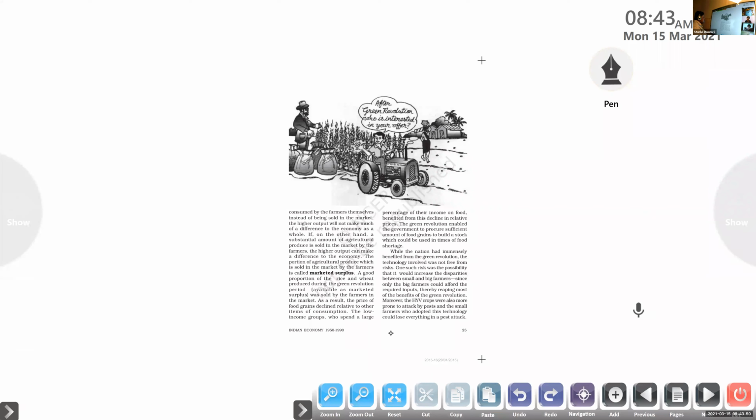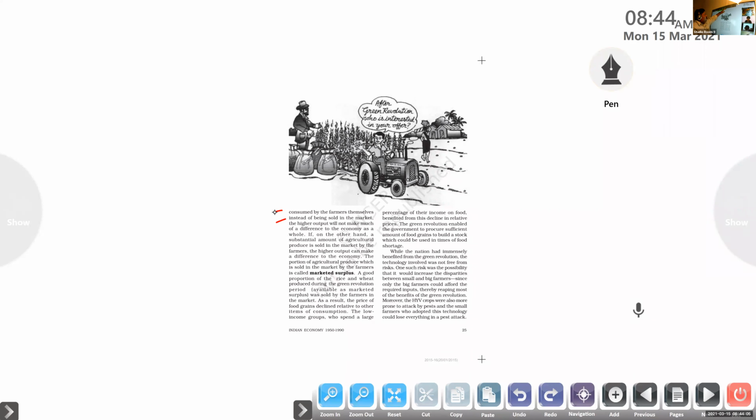Consumed by the farmers themselves instead of being sold in the market. Okay, another problem, what is that? Most of the product produced by the farmers is consumed by them. Okay, which means subsistence farming. What do you mean by subsistence farming?